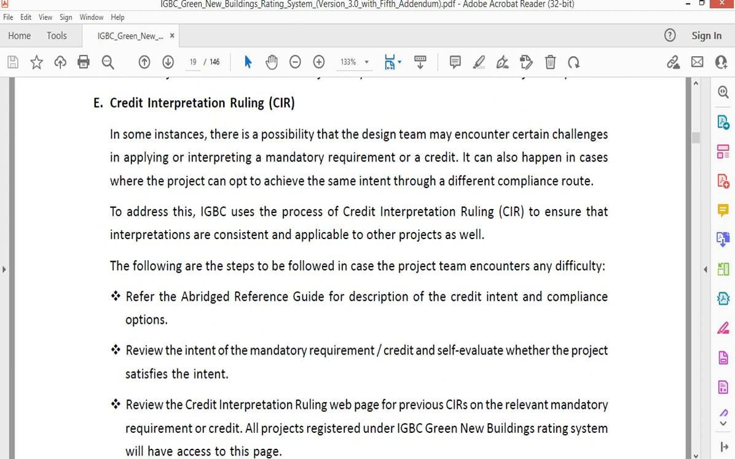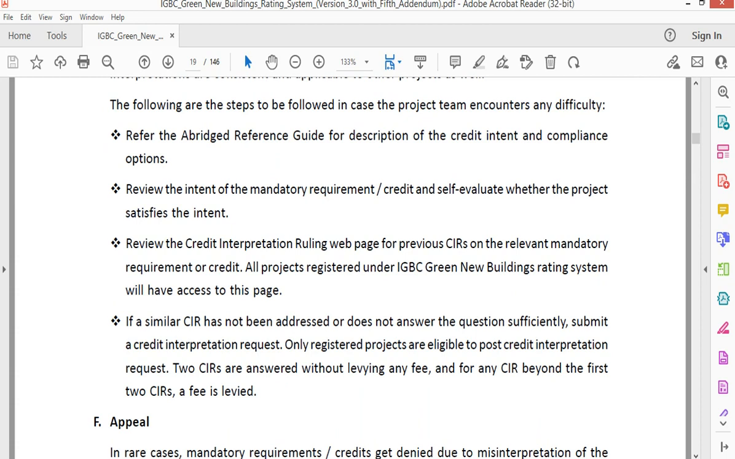Then comes the next topic, which is about the credit interpretation ruling or CIR. In some instances, there is a possibility that the design team faces challenges or difficulties in applying a particular mandatory requirement or credit to the project, or in understanding a mandatory requirement or a credit. It also happens in cases where the project can achieve the same intent through a different compliance route which is not mentioned in the rating system. In order to address this, the IGBC has introduced the CIR, which ensures that the interpretations are uniform and consistent throughout, and they are applicable to other projects as well. In case the design team faces any difficulties, there are 4 steps to be followed.